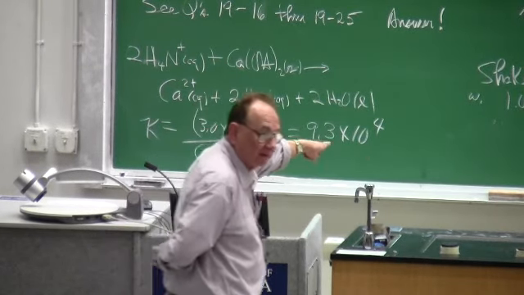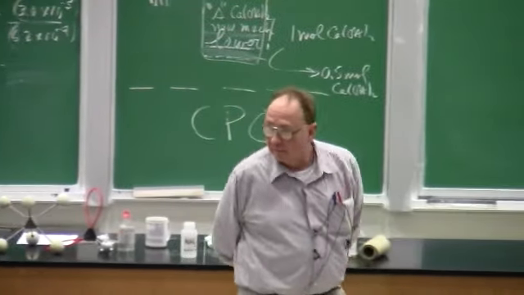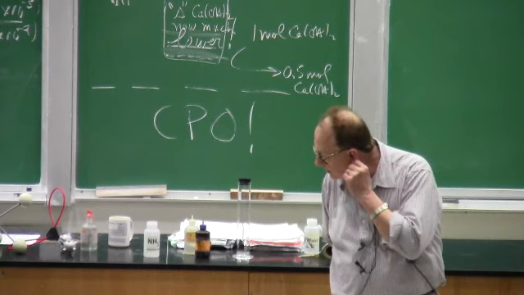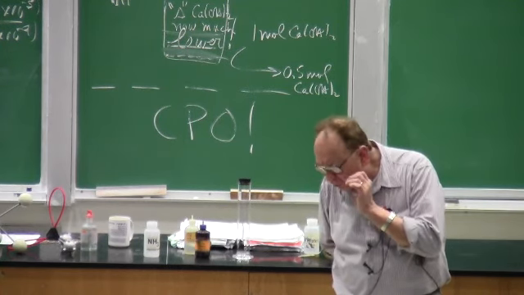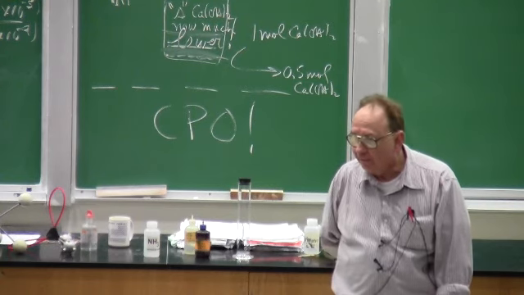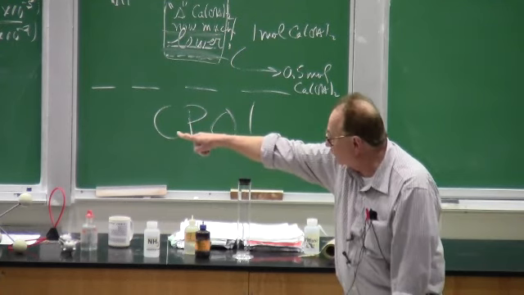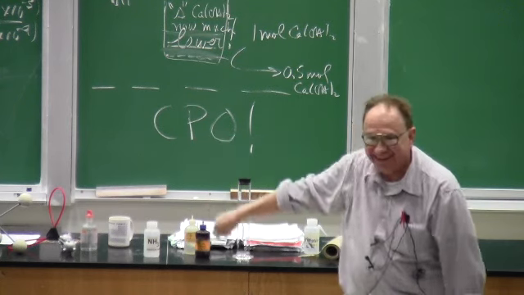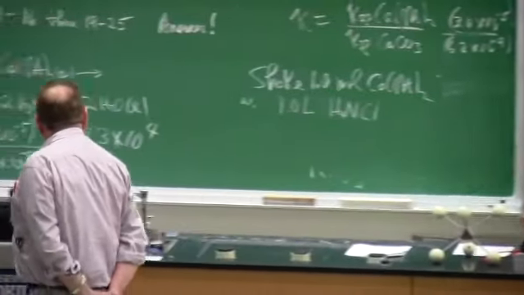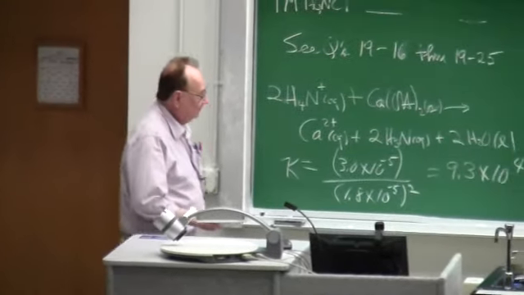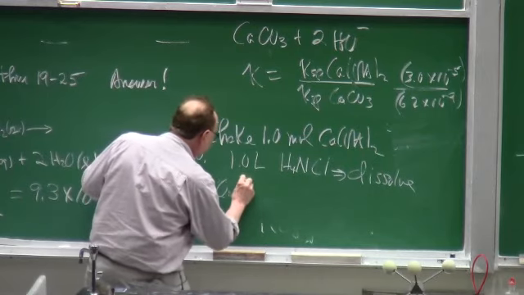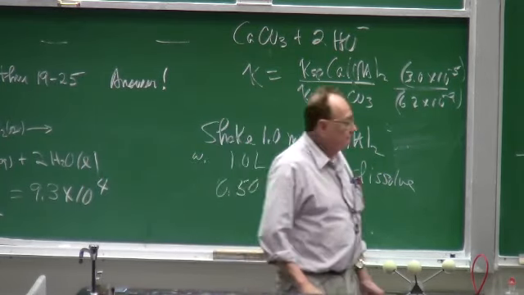How much calcium hydroxide will I dissolve by this mix? How much calcium hydroxide am I going to dissolve? How much? 1.0 moles? 0.50 moles. Look at the stoichiometry of that. I need 2 moles of ammonium ion if I want to beat up a mole of calcium hydroxide, don't I? Ha ha ha. That was a nasty trick, wasn't it? Not really. All right?